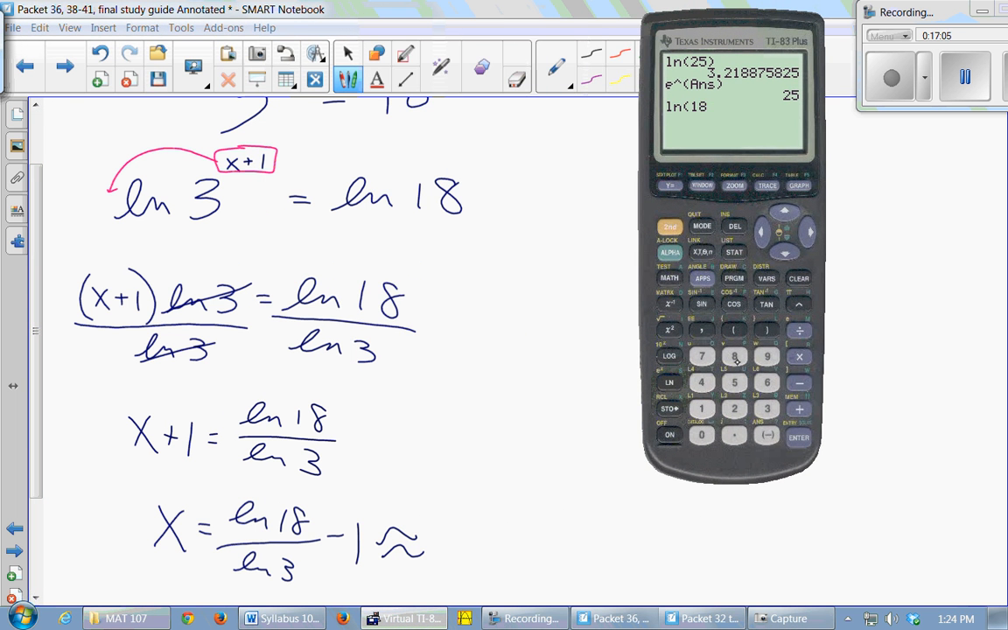ln 18, make sure you close the parenthesis if you're doing this on your calculator, or you'll get the wrong answer. ln of 18 divided by the ln of 3, and then subtract 1. And I get 1.63 approximately.